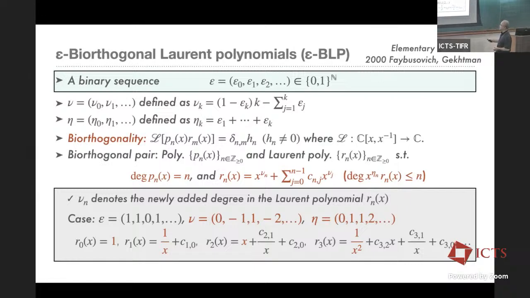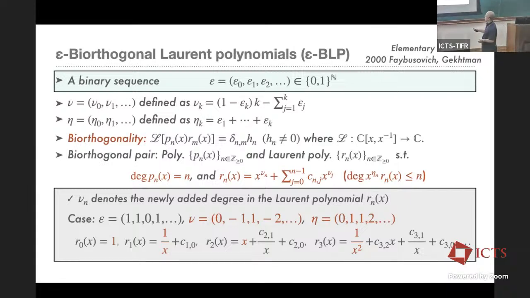And by using these sequences, we can introduce some bi-orthogonality. Here, Pn is a standard nth degree polynomial, maybe the monic case, and the bi-orthogonal partner is R_m(x). This is a Laurent polynomial, but slightly different from the previous Laurent bi-orthogonal polynomial system. Here it is the epsilon case. From epsilon, we can define this new sequence. Nu denotes the newly added degree in the Laurent polynomial R_n(x).